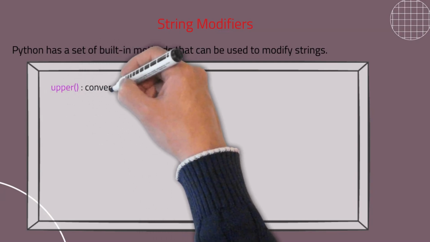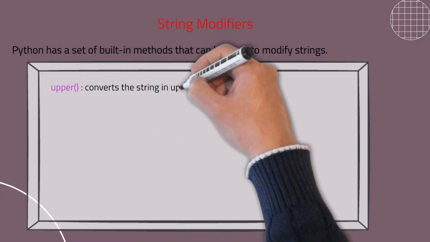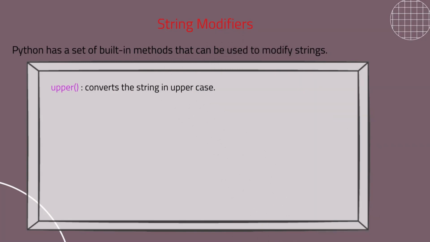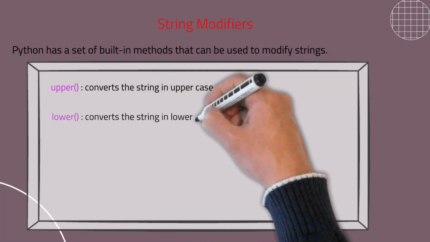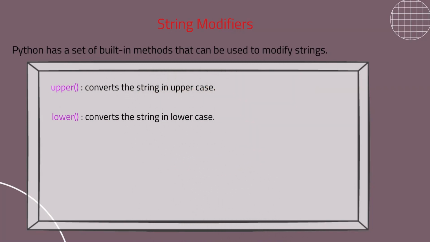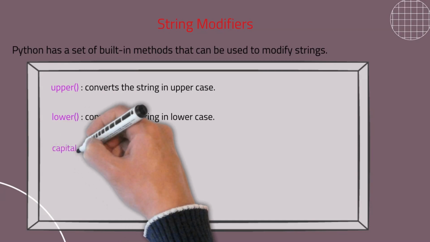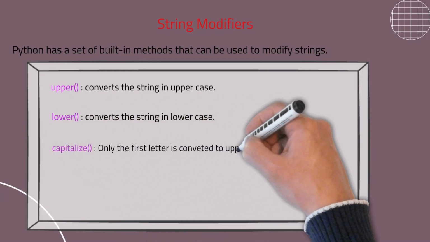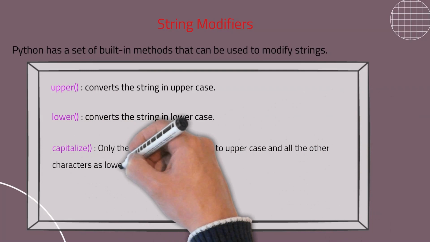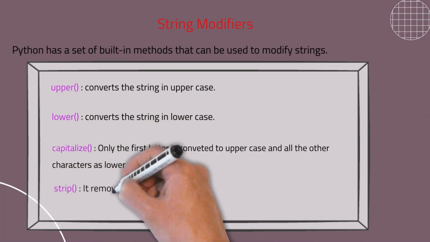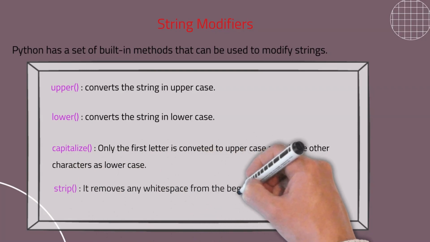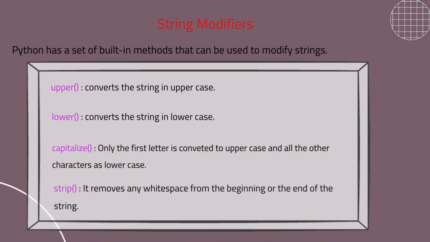Upper method is used to convert the string into uppercase. Lower method is used to convert the string into lowercase. Capitalize method is used to convert the first character of string into uppercase and all the other characters in lowercase. Strip method is used to remove the white spaces from beginning and end of the string.